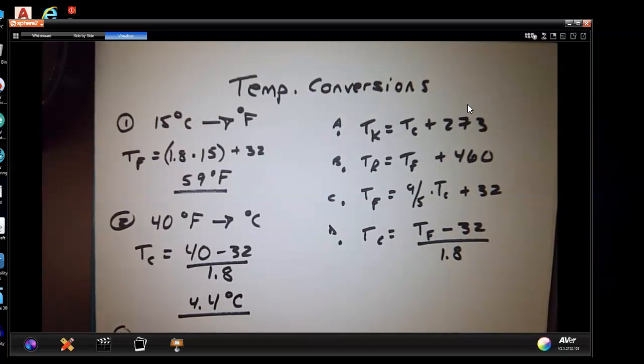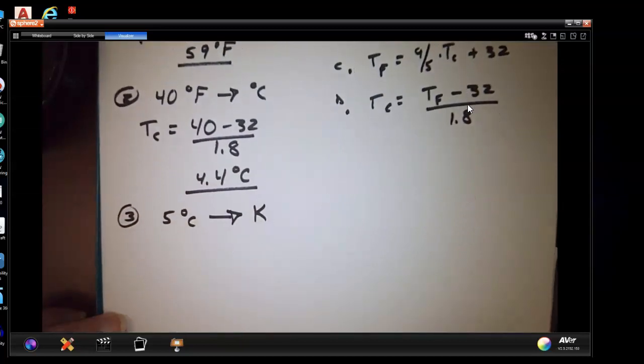Okay, next one. 5 degrees Celsius. Let's convert that to Kelvin. If I'm going quickly, it's to save time. Feel free to pause and go back. I'm going to move up a little bit. Let's do 5 degrees Celsius to Kelvin.